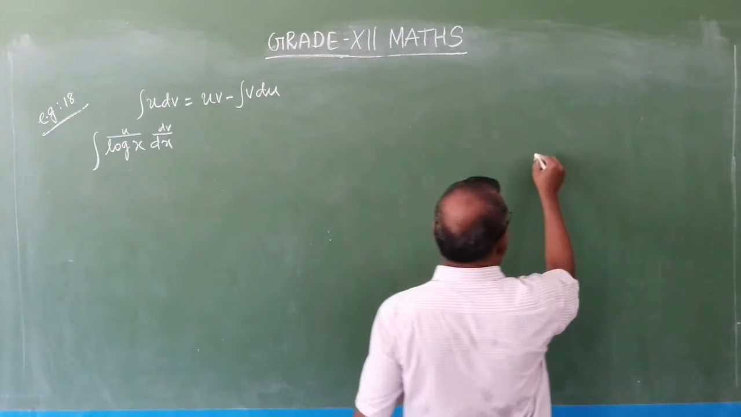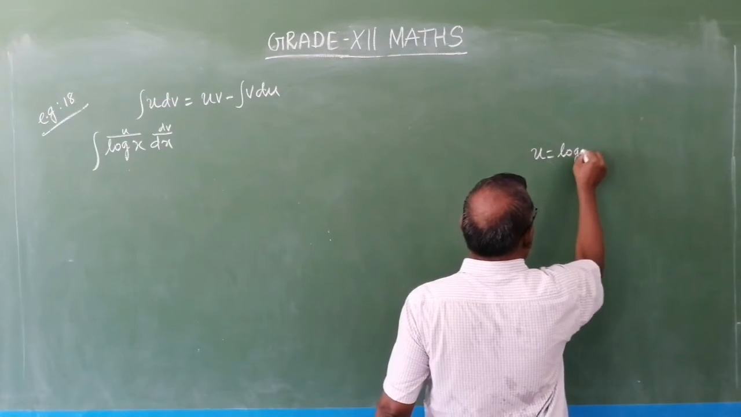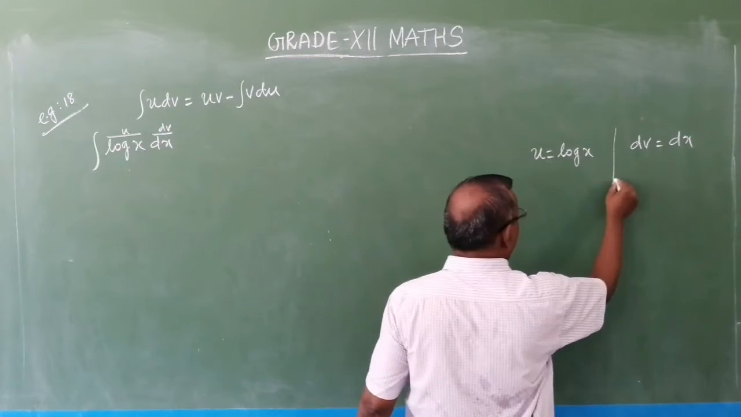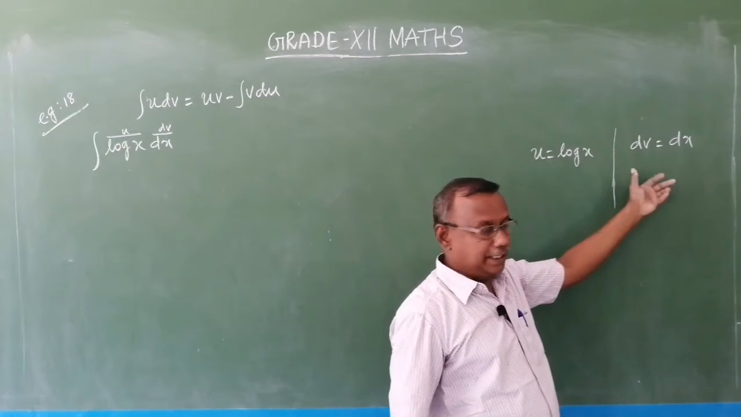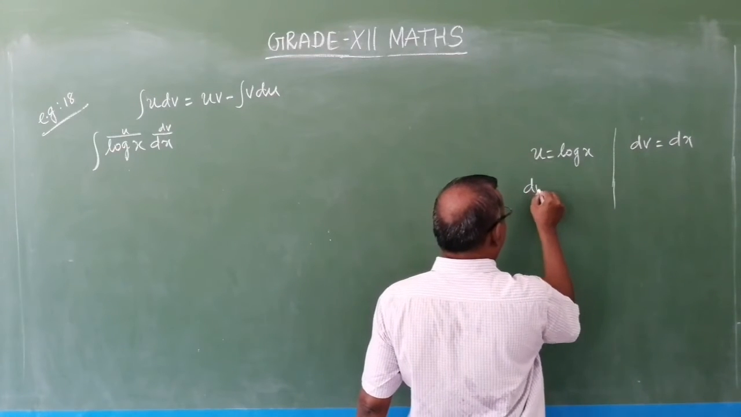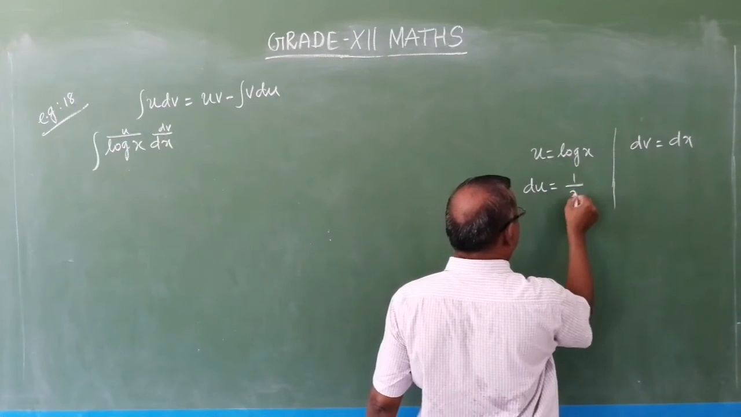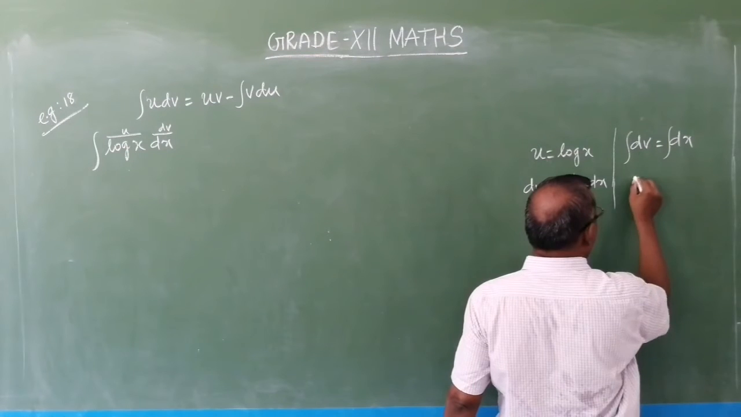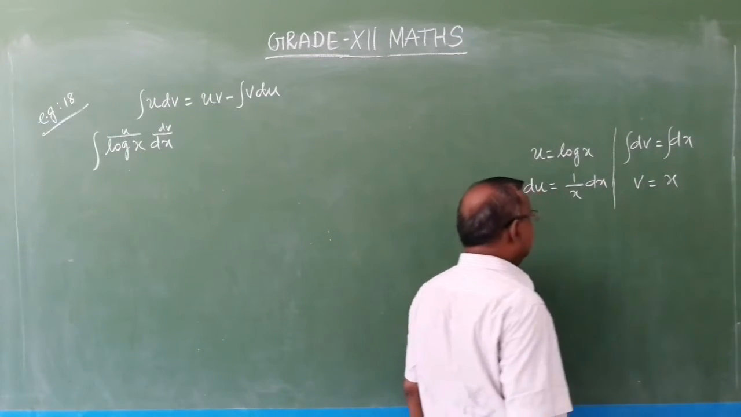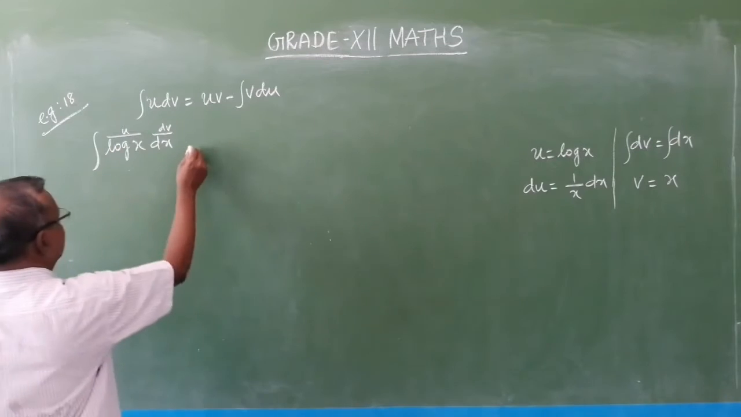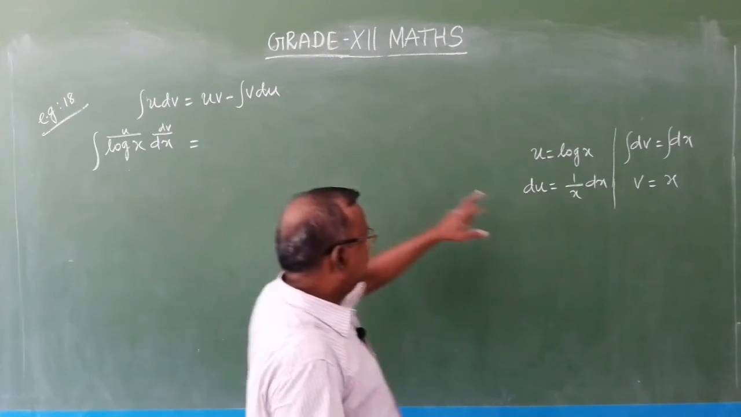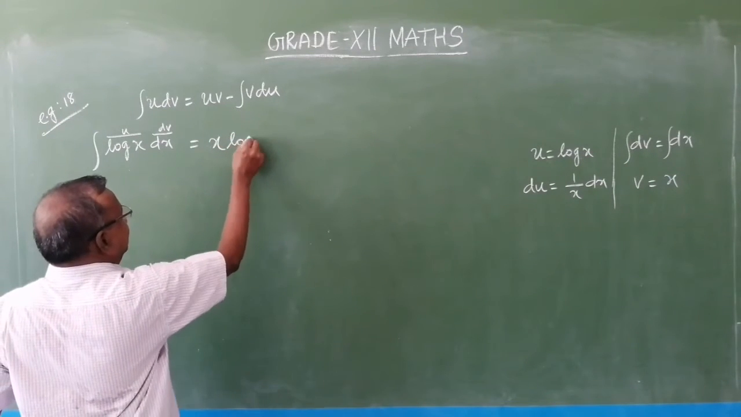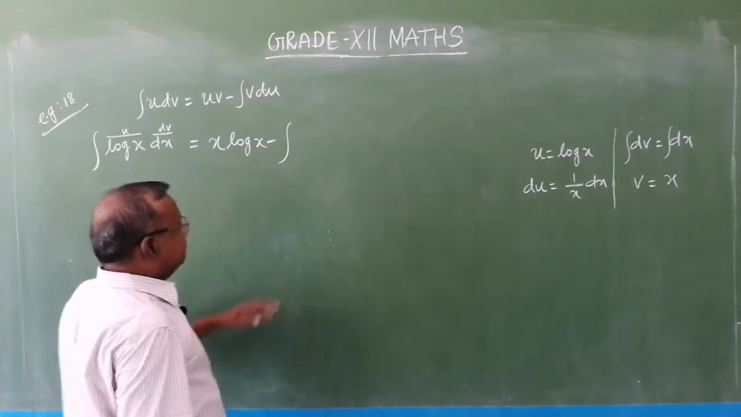Now look here, u equal to log x and dv equal to dx. U to be differentiated, dv to be integrated. So differentiating u, we have du by dx equal to 1 by x, so du equals 1 by x into dx. So integral dv equal to integral dx, so v equal to x. Now according to the formula, uv means x log x, so x log x minus integral v du.